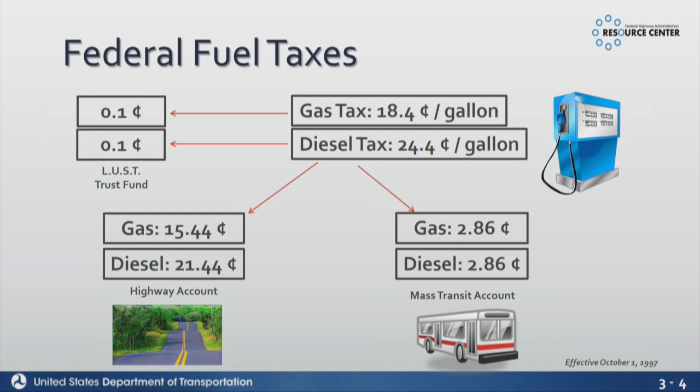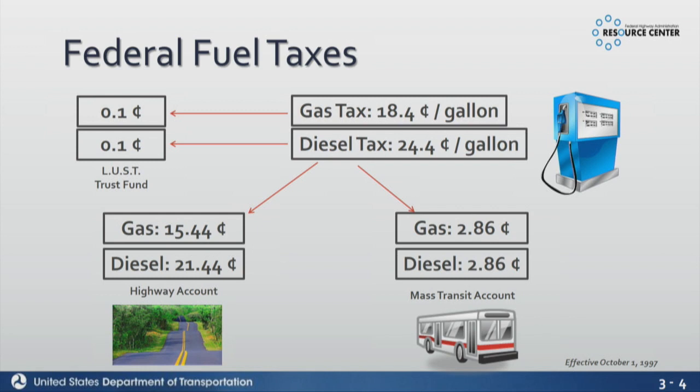The gas tax, 15.44 cents goes to the highway account, and then mass transit gets 2.86 cents. And you can see the diesel. Who can tell me when the amount of 18.4 cents was established? Anybody, random trivia, you play trivia. When was 18.4 cents established? 93. Yep, 94, 93. We have actually not had a raise in federal gas tax since 1993.